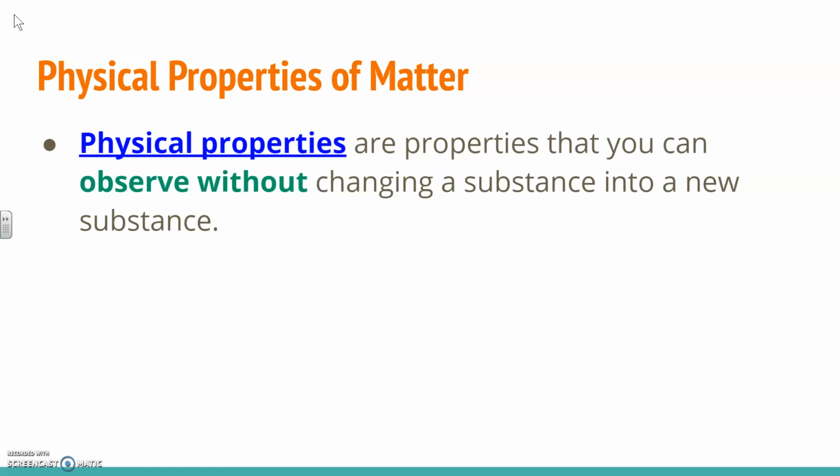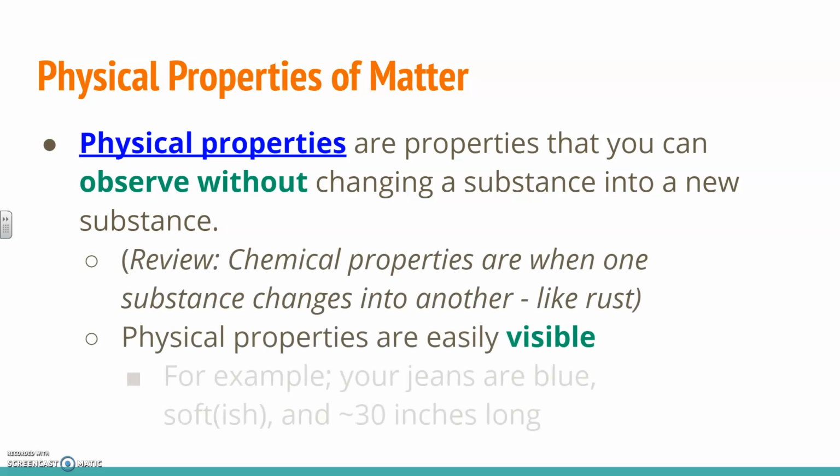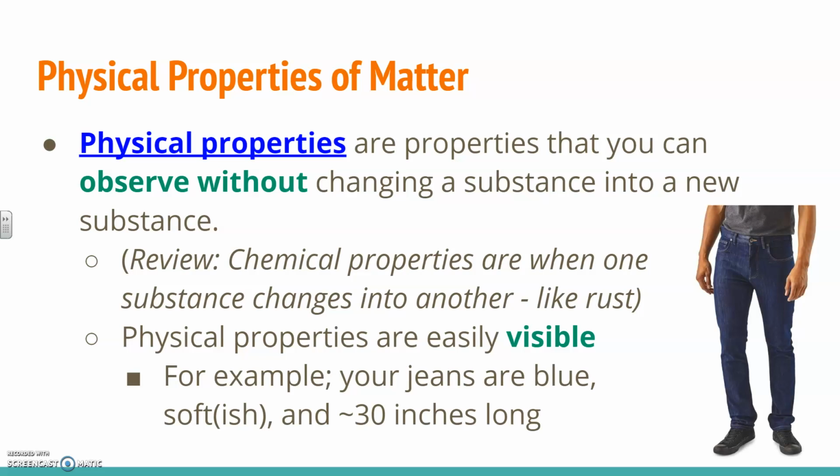Physical properties are easier, in my opinion. Physical properties are things that you can observe without changing a substance into a new substance. The textbook that I looked at talked about your blue jeans or whatever pants you're wearing. You can observe that they're blue, you can observe that they're soft-ish, and they might be about 30 inches long depending on how tall you are.